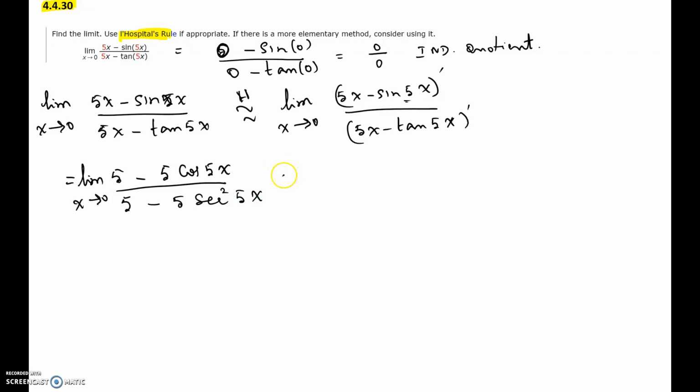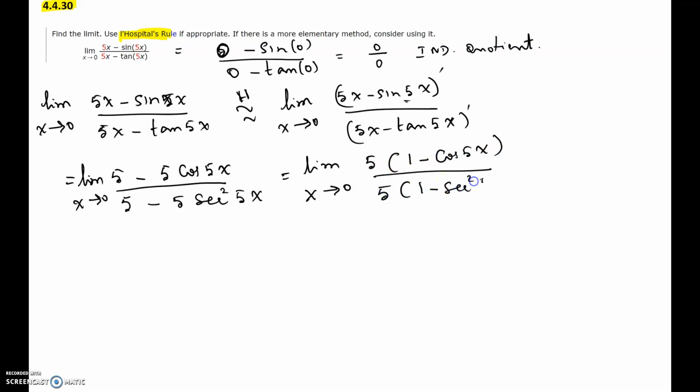We can factor the 5 outside on the numerator and the denominator. So it is 5 times (1 minus cosine of 5x) divided by 5 times (1 minus secant square of 5x). So this 5 gets cancelled out. At this point we can plug and play. Even if you plug in, it's going to be 1 minus cosine of 5x, which is cosine of 0, which is 1, divided by 1 minus secant square of 0, that will also be 1. Again at this point you get an indeterminate quotient.